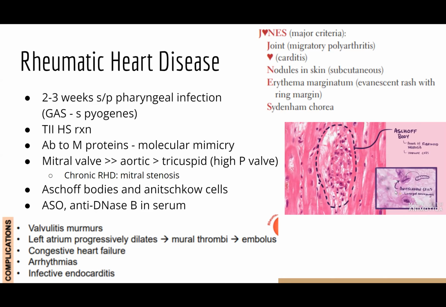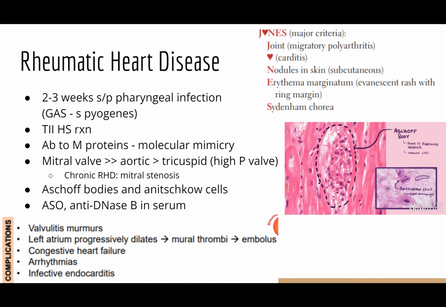But if it mentions either of these cells, you know you're talking about rheumatic heart disease automatically. It's a buzzword. Also, big I forgot what that stands for, but ASO and then anti-DNase B in serum. And then Jones criteria, these are the major criteria. So this is what you're going to see in the presentation.